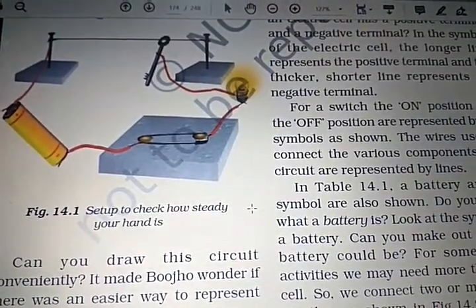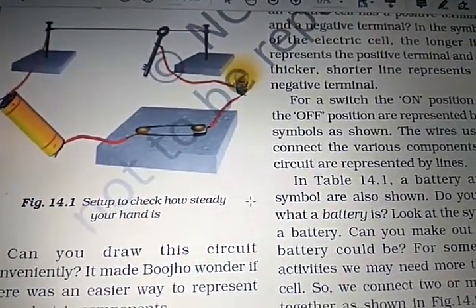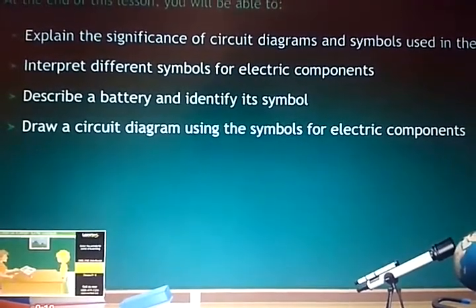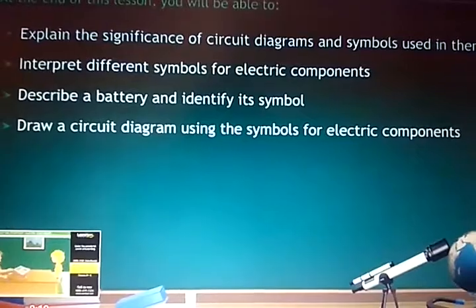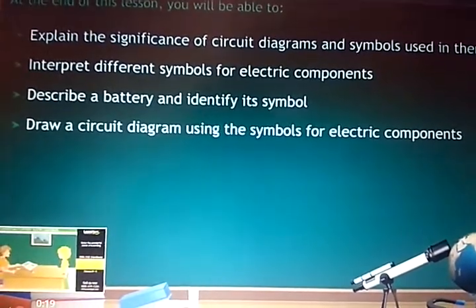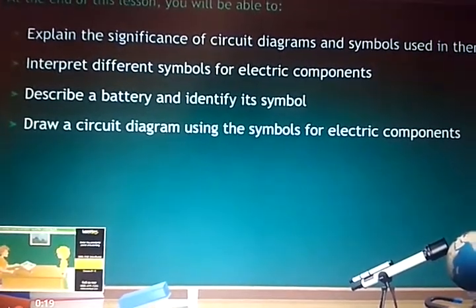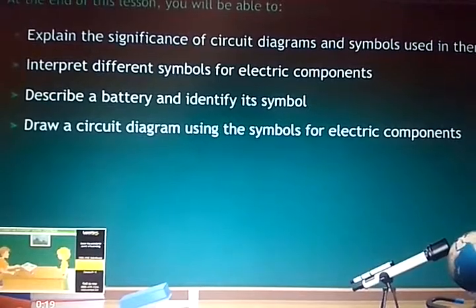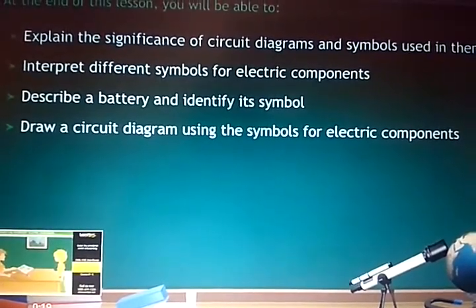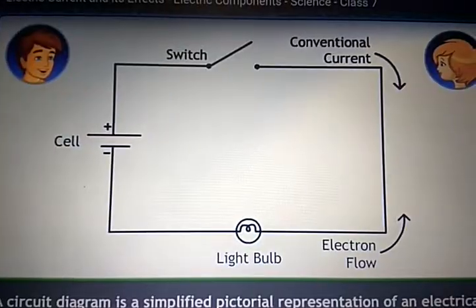Next we are going to see the different components of electric circuits. Dear students, in this chapter we are going to study: explain the significance of electric circuit diagrams and symbols used in them, interpret different symbols for the electric components. Just now we are going to see. Describe a battery and identify its symbols. Draw circuit diagrams using symbols for electric components. So let's begin with the electric components.